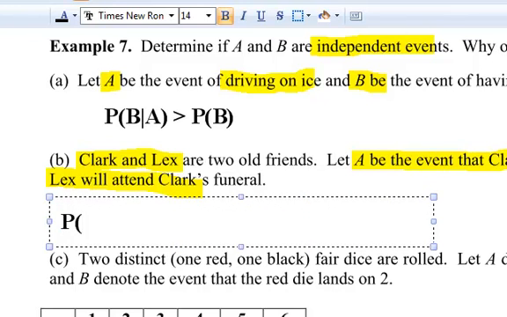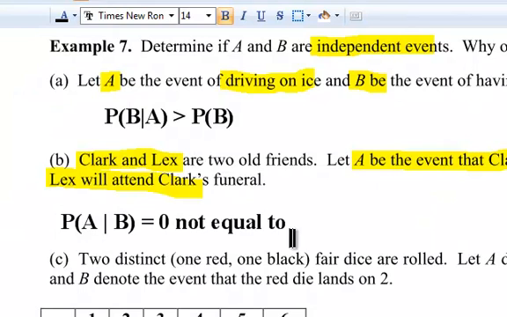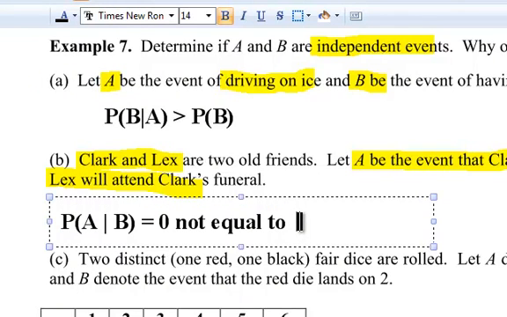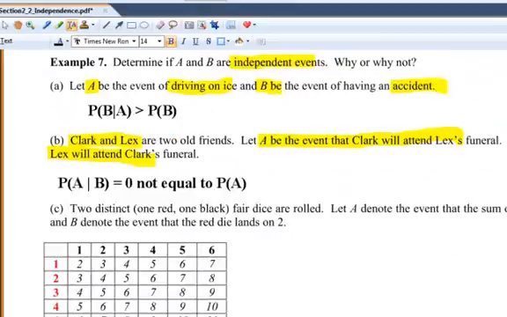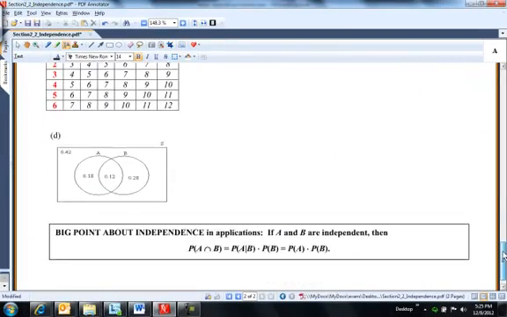Let me put that back in there again. This is not equal to P of A. So knowing B has occurred definitely changes the probability of A, and I would say again these two events are dependent. Okay, a few little tougher ones.